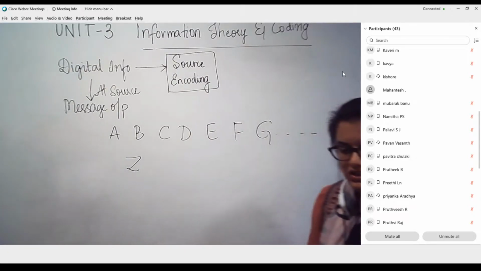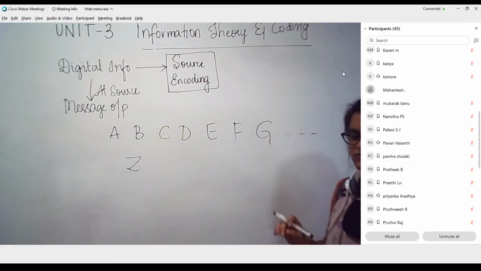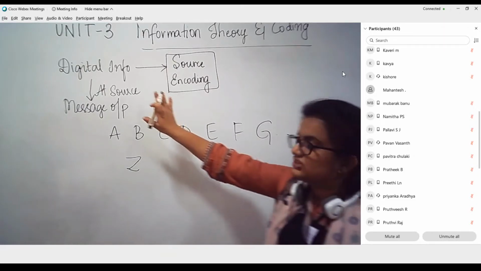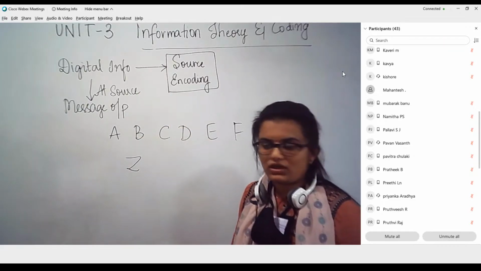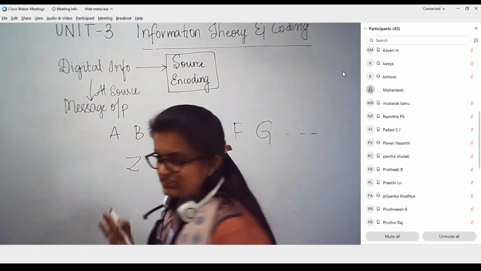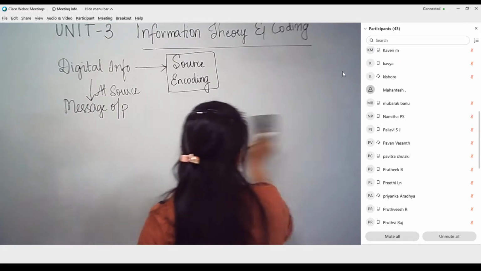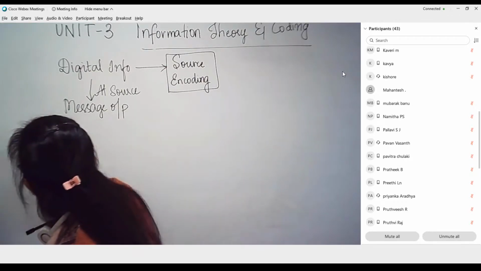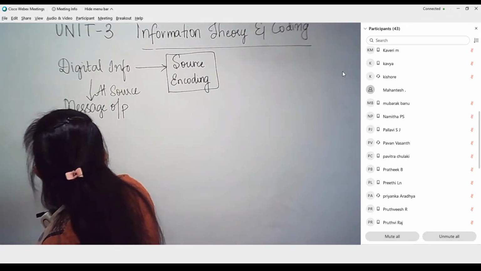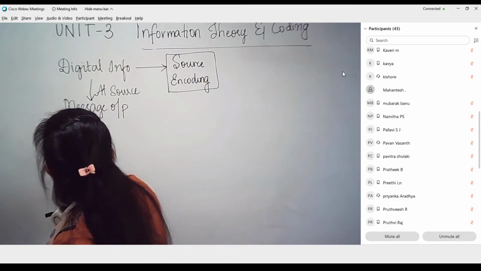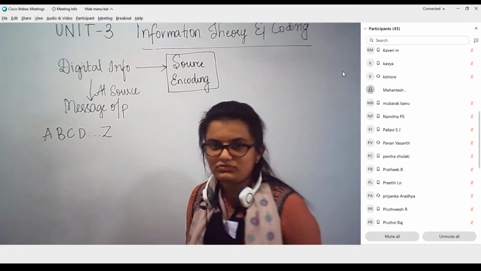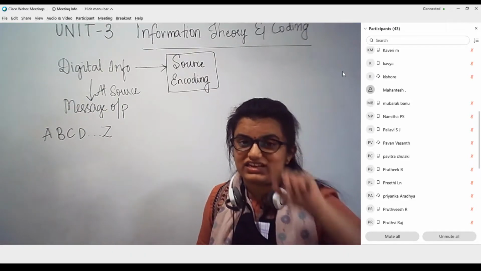Okay, so I have a set of English alphabets given as the output of a digital source. The source consists of all these alphabets, A, B, C, D, E, F, G, H, all the alphabets, in its memory. So all these things will be present in its memory.